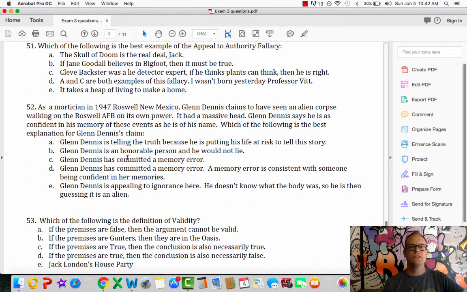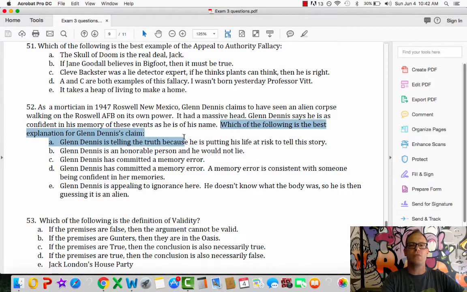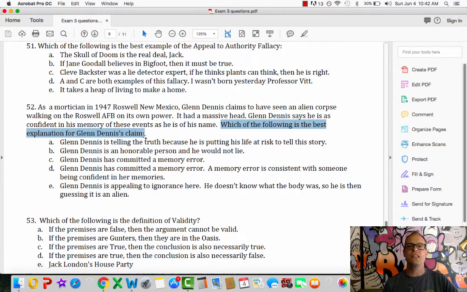Number 52. The prompt here is, which of the following is the best explanation for Glenn Dennis's claims? Remember Glenn Dennis with Roswell way back in the day, the mortician? Here we go. As a mortician in 1947, Roswell, New Mexico, Glenn Dennis claims to have seen an alien corpse walking on the Roswell Air Force Base on its own power. It had a massive head. Glenn Dennis says he's as confident in his memory of these events as he is of his name. Which of the following is the best explanation for Glenn Dennis's claim?